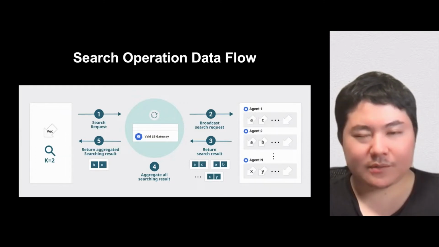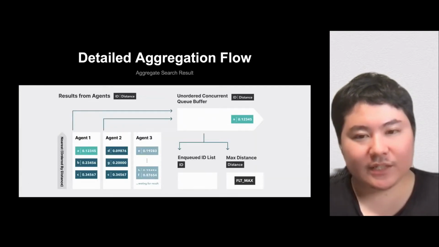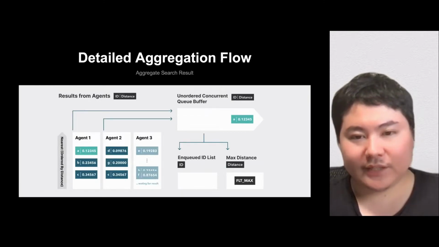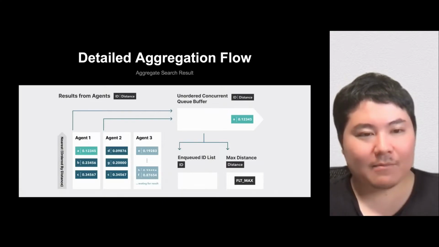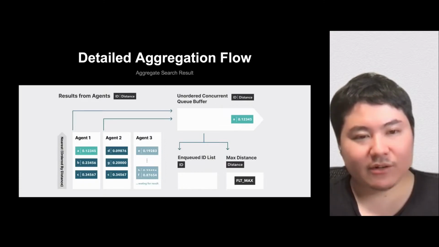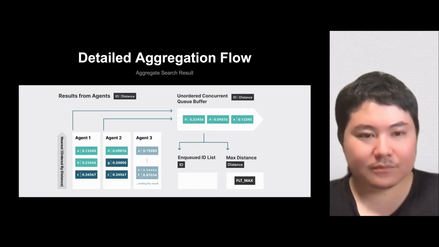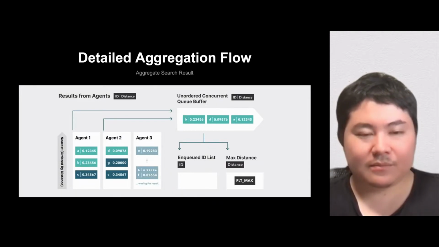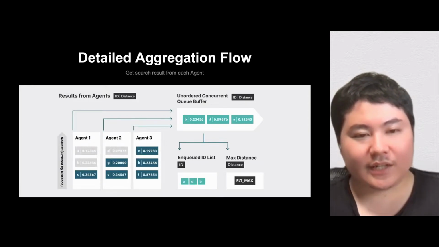So let me cover this aggregation process. First, the assumption is that there are 3 agents, and because of the impact of network latency, we have not yet received the result from agent 3. So in order of arrival, we use an algorithm that receives the results in a queue buffer, and the data is processed one by one in the order of arrival.